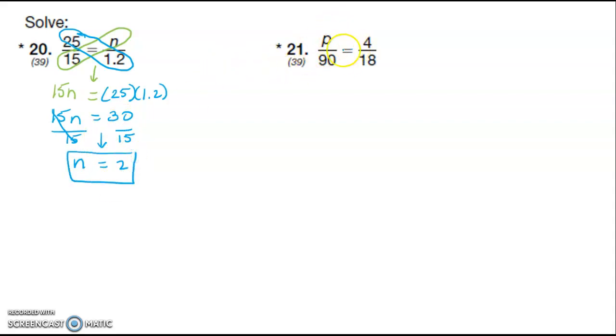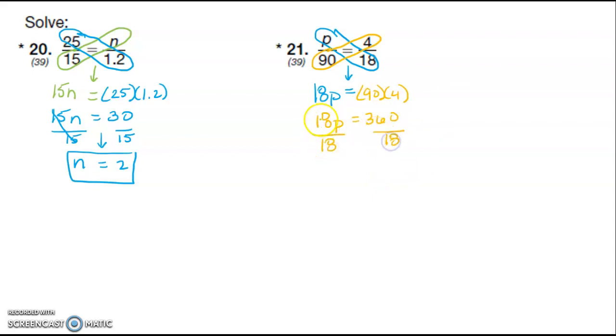Let's do this one. So I have p times 18, or 18p. Bring down my equals. Let me change colors. Let's do orange. 90 times 4. Okay, so I'm going to leave the 18p and multiply 90 times 4, which is 360. Then I'm going to divide to get p by itself. 18 over 18 is 1. 360 divided by 18 is 20.